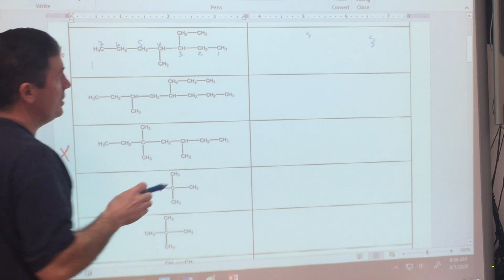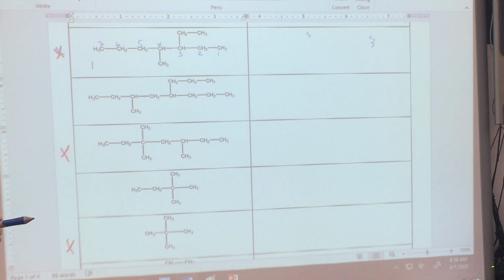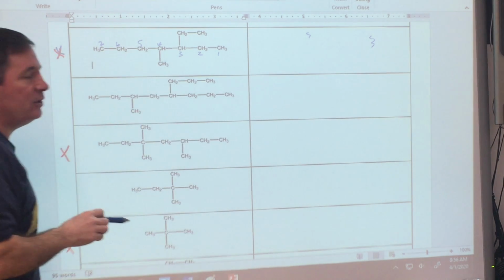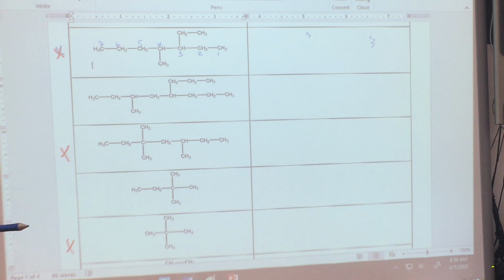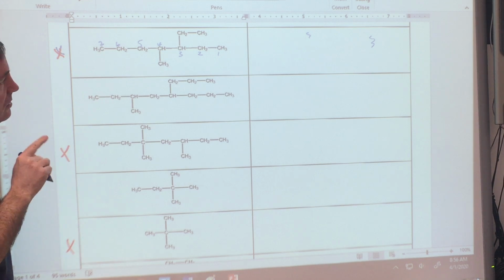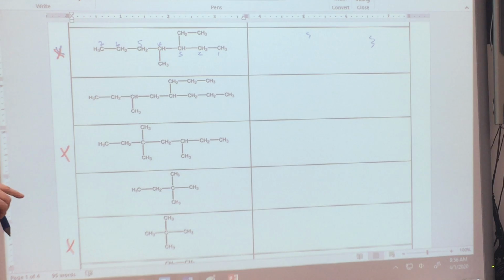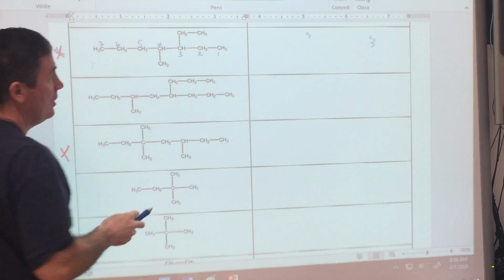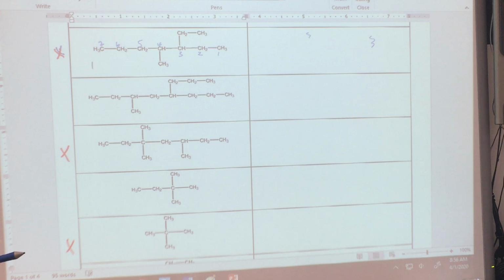So 1, 2, 3, 4, 5, 6, and 7. Okay, my next question is, which substituent should I name first? Well, the substituents, including those we learned yesterday about the alkyl halides, those are going to go in alphabetical order. So I've got an ethyl here and a methyl here. So what I'm going to name first is the ethyl, because E comes before M.